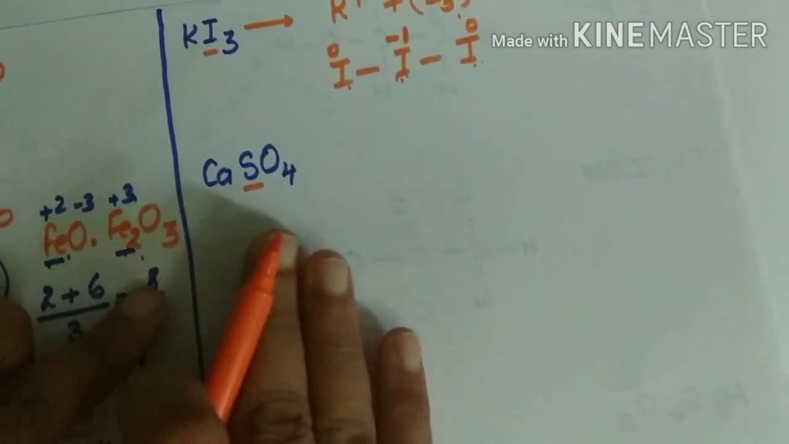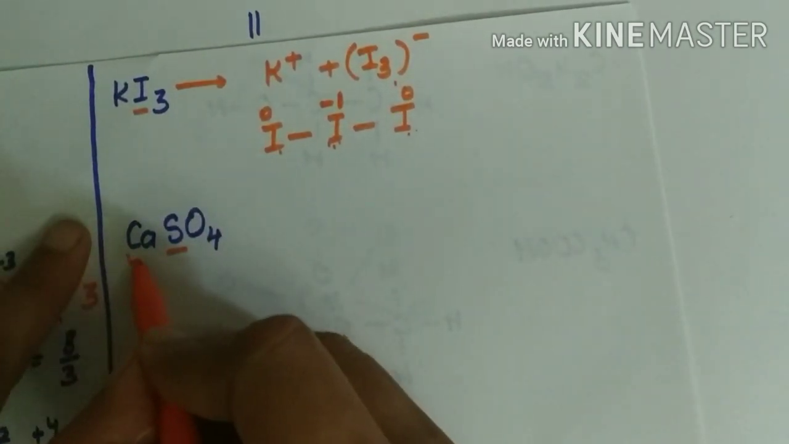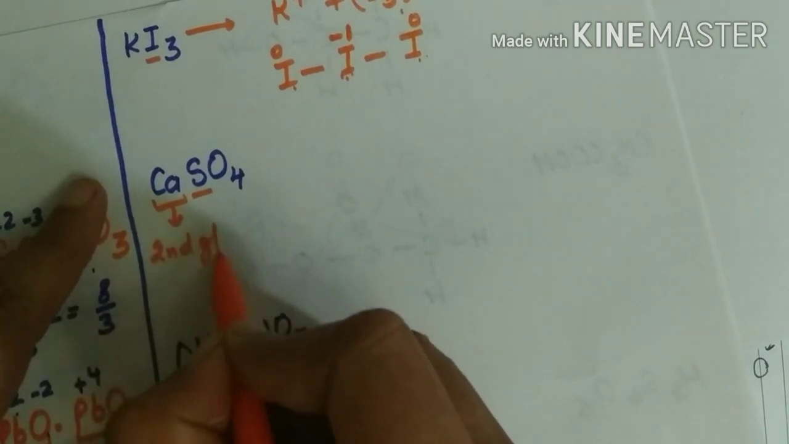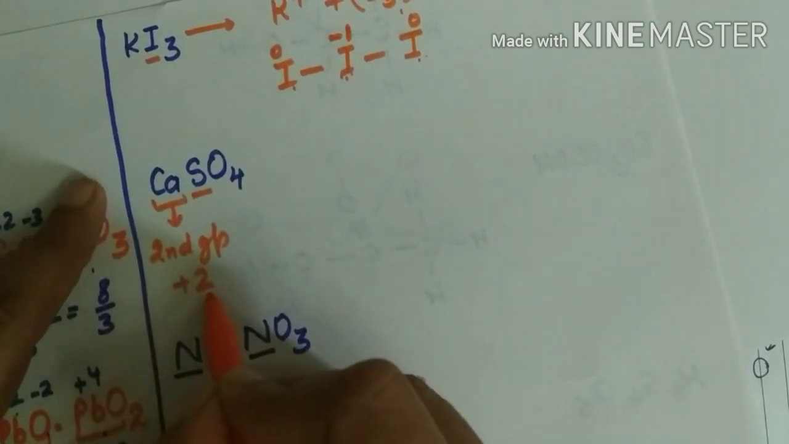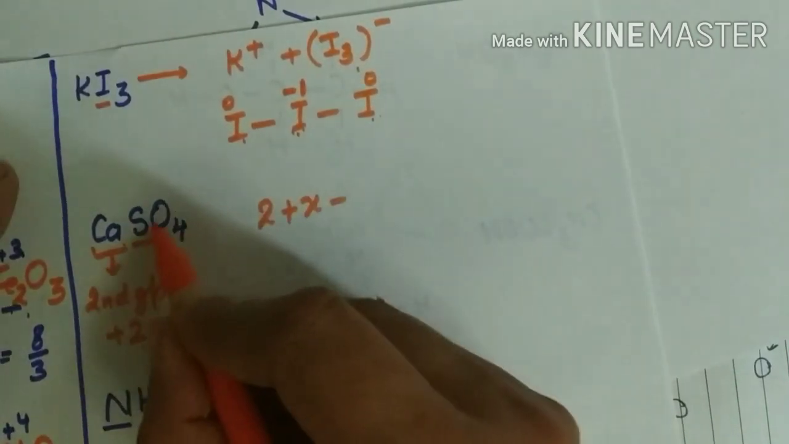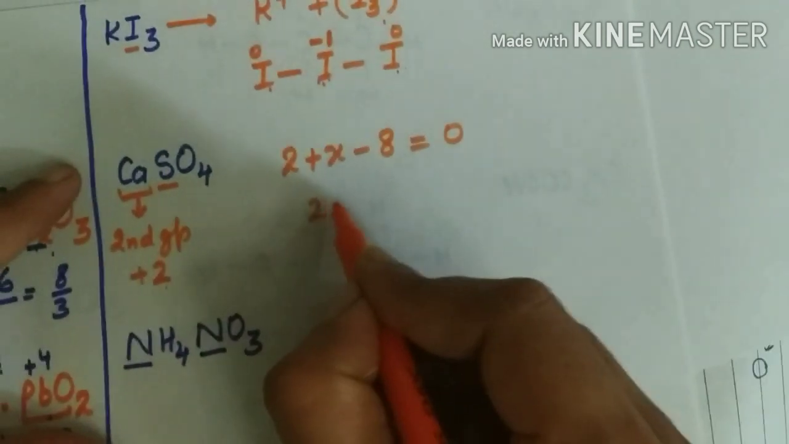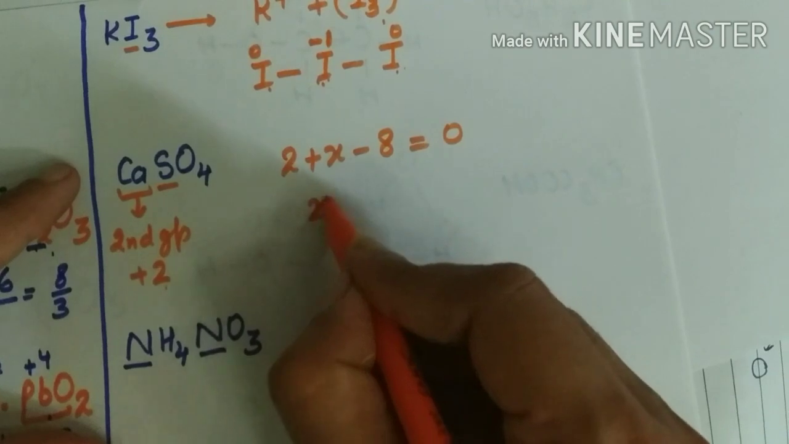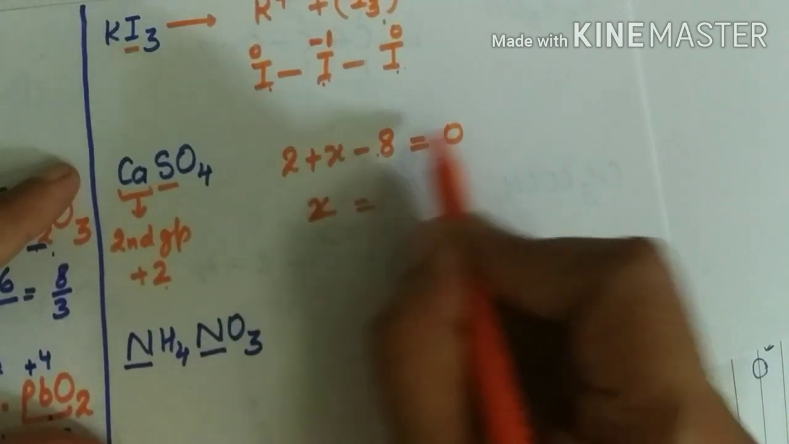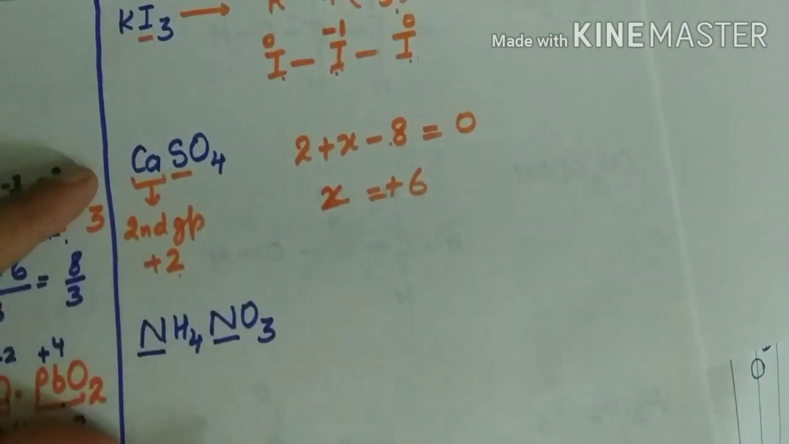Now next take the example CaSO4. Calcium belongs to the second group, so the oxidation state of calcium is +2. So 2 plus X minus 8 is equal to 0, so X is equal to +6. So the oxidation state of sulfur comes out to be +6.